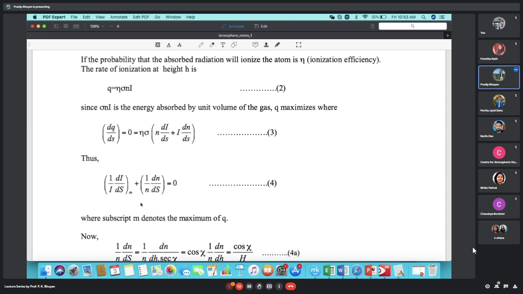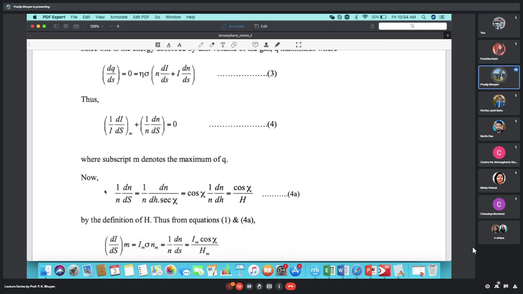Okay. Now, you have seen a small m here. This m is for the maximum. Maximum means the height at which maximum ionization is taking place. Now, 1/n dn/ds, I'm taking it from here, the second term in the left-hand side of equation 4. Here ds is equal to dh sec chi. From that figure 1, chi is the zenith angle. So sec chi, so ds is equal to dh secant chi.